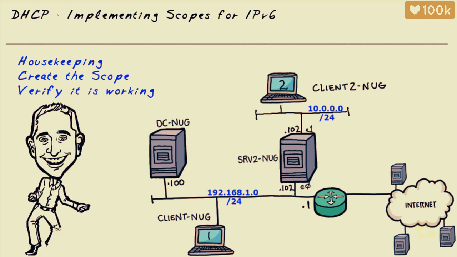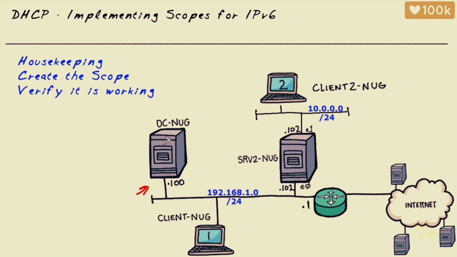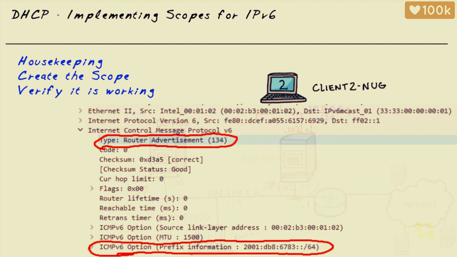In the previous nugget, we enabled IPv6 and configured it statically on DCNug on server 2, and we also verified that our client could do SLAAC, the stateless address autoconfiguration, because we had trained server 2 to issue router advertisements that contained the prefix or the network 2001:DB8:6783 with the 64-bit mask.